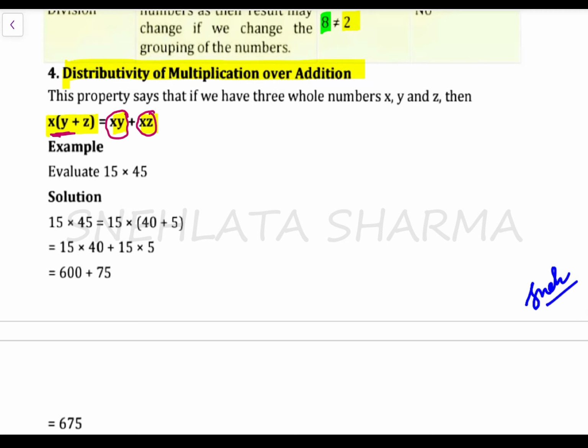For example, 15 multiplied by 45. So 45 can be split as 40 plus 5. Here we can use the distributive property. 15 here will get multiplied with both 40 and 5.